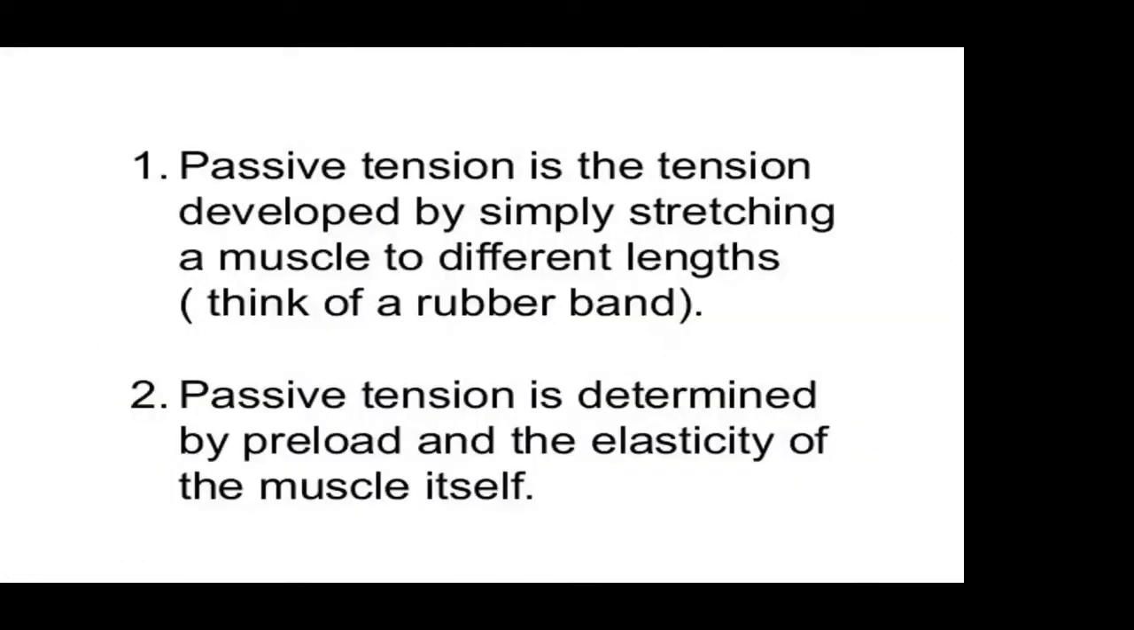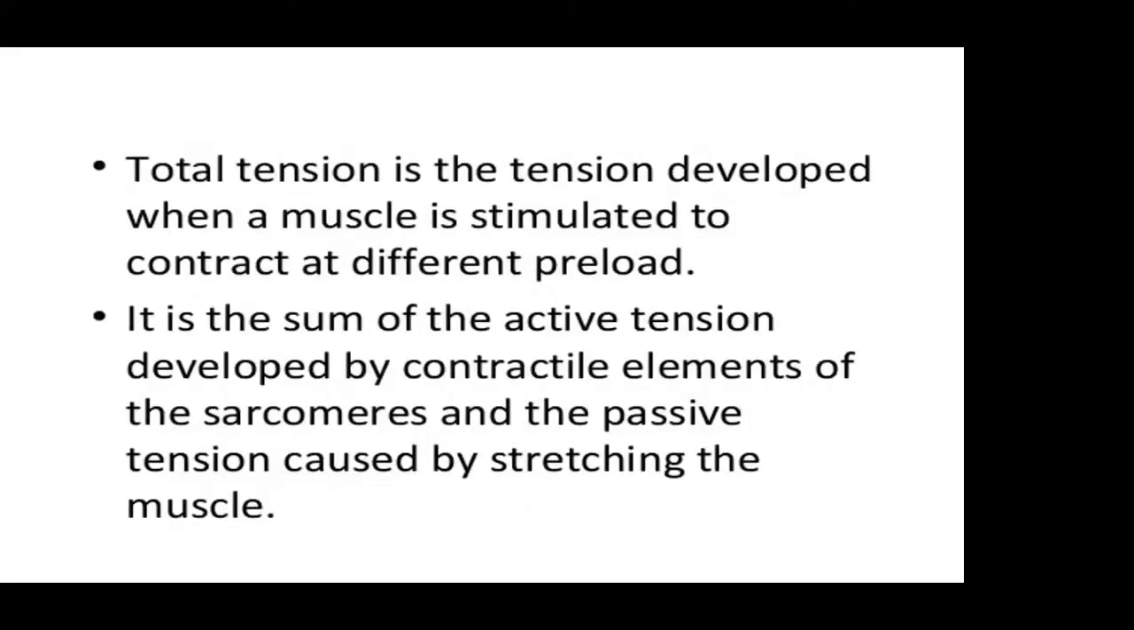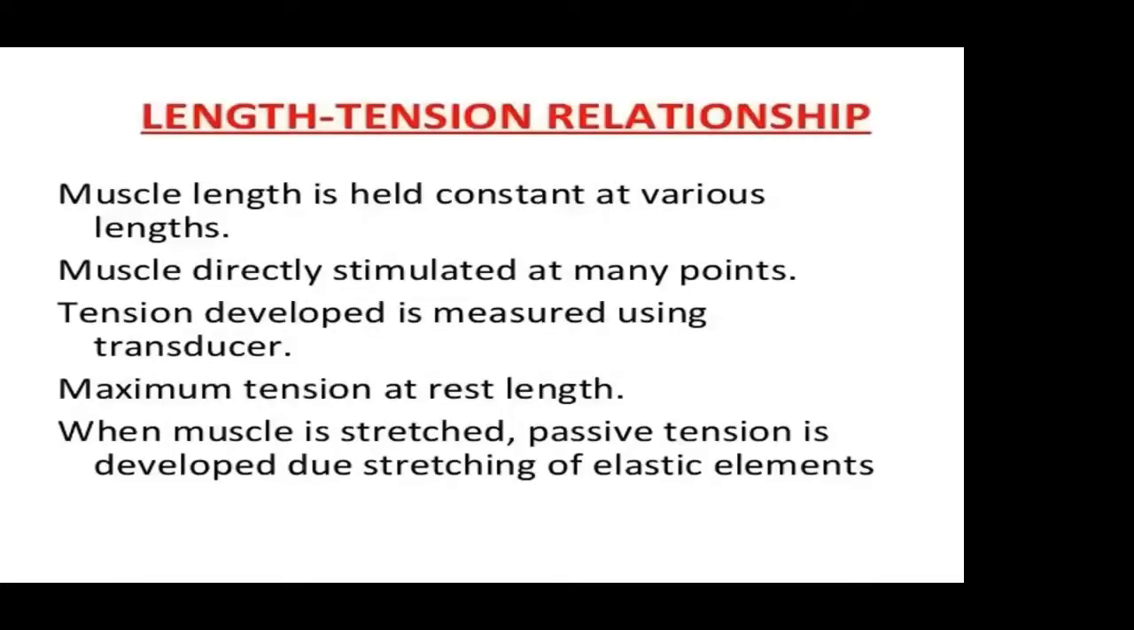Passive tension is the tension developed by simply stretching a muscle to different lengths. Think of a rubber band. Passive tension is determined by preload and the elasticity of the muscle itself. Total tension is the tension developed when a muscle is stimulated to contract at different preloads. It is the sum of active tension developed by the contractile elements of the sarcomere and the passive tension caused by stretching of the muscle.